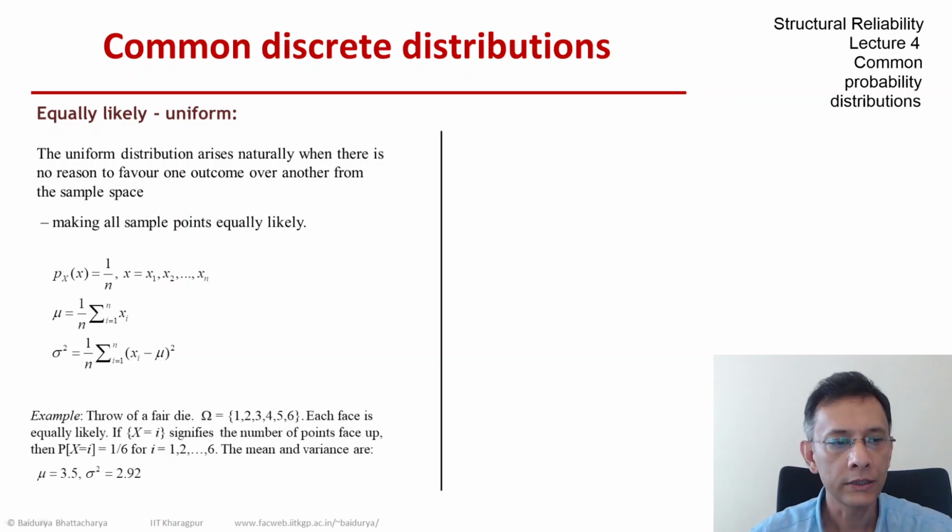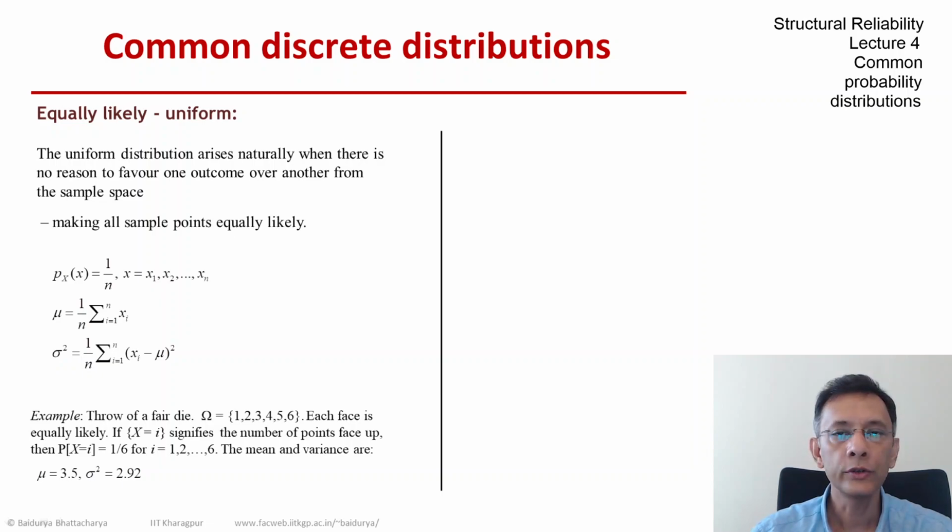We have discussed this example in the last lecture. So if you have a fair die, then the 6 faces are equally likely, and we can define the mean and variance as 3.5 and 2.92.